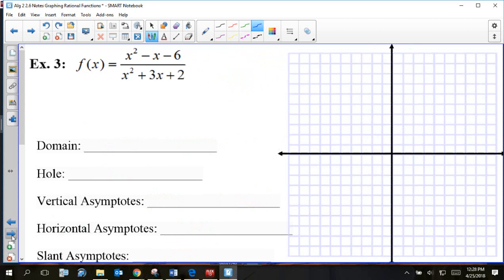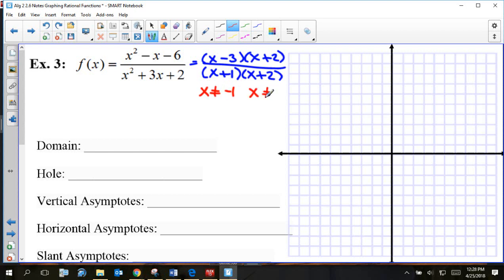What's our first step going to be? Factor. My next step is figuring out what makes the denominator 0. And some of you have already done the step after that, right? What did you do? Cancel some stuff. Yeah, that's going to be my next step.